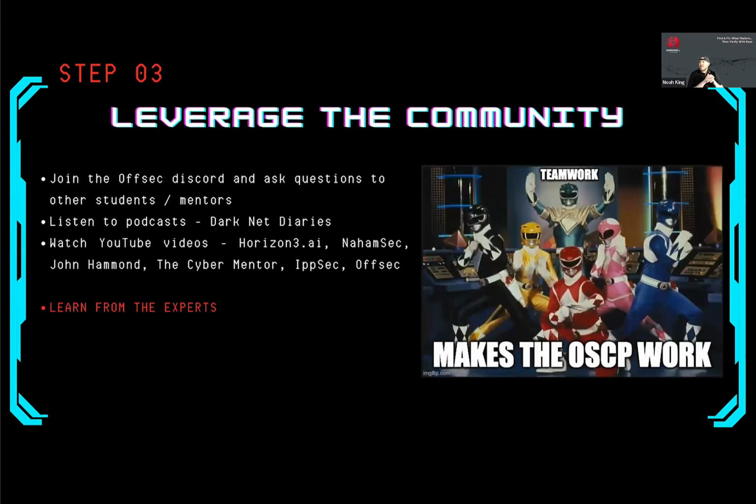Step 3, leverage your community. There are a lot of different people taking the OSCP, preparing for different certifications. There are a lot of mentors out there. There are so many people that you can learn from. Don't expect to just go at the OSCP fully alone. It's a lot harder to do it that way. If you have a community of different people you can talk to, bounce ideas off, get advice from, and learn from, it's perfect.